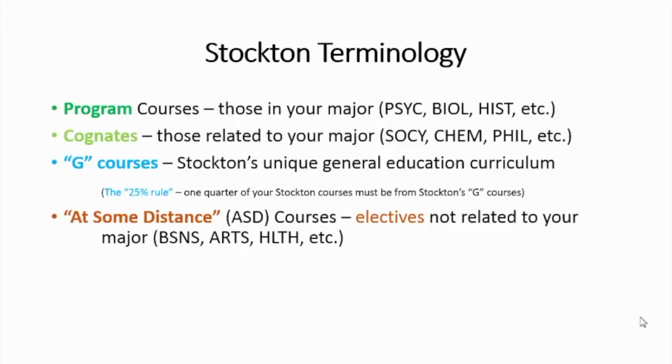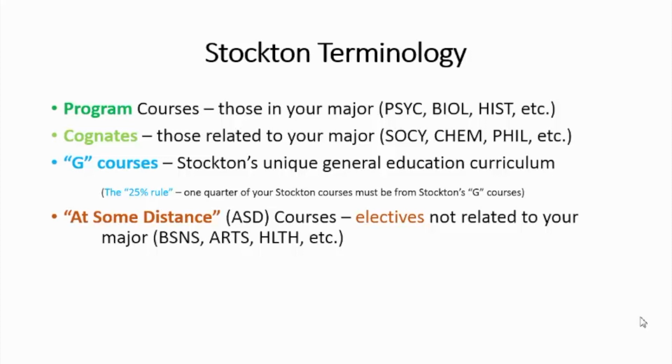Program courses or core courses or major courses could be different depending upon what your major is, but essentially program courses are those in which you're going to major. Psychology, biology, history, and all of the other different majors that we have. Probably a new term for you is cognates, which means courses that are related to your major. They support your major. For example, sociology courses, political science courses, economics courses, criminal justice courses are all related in some way to psychology majors, so those could be cognates for you.